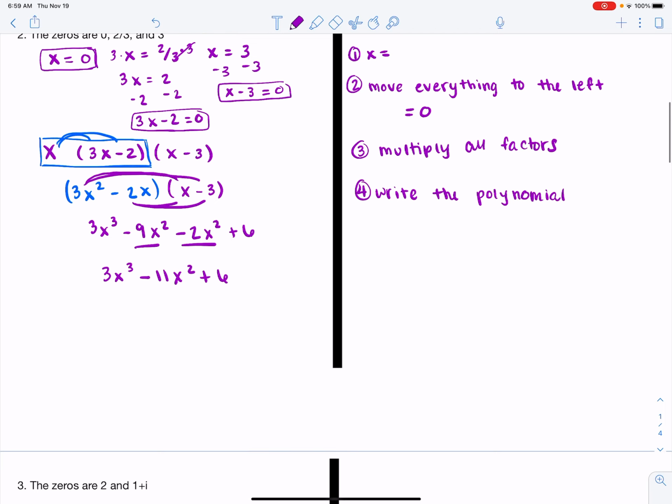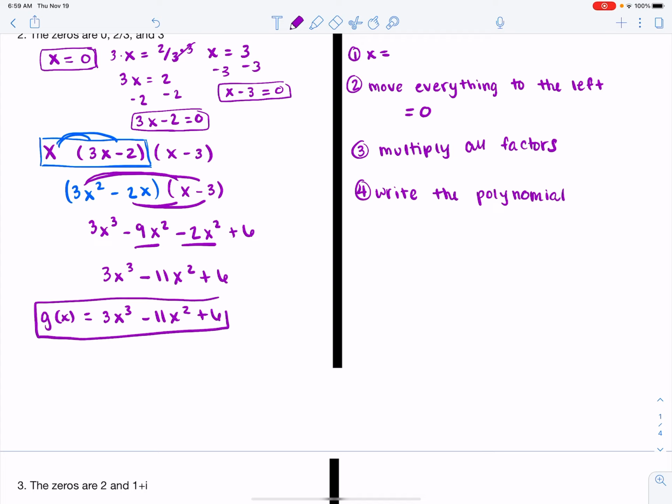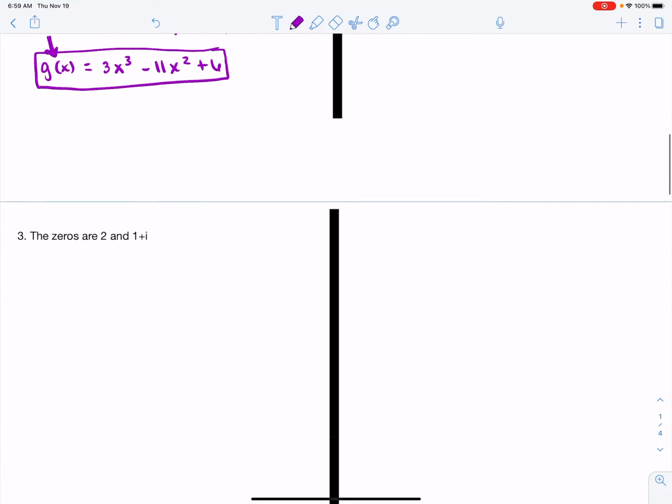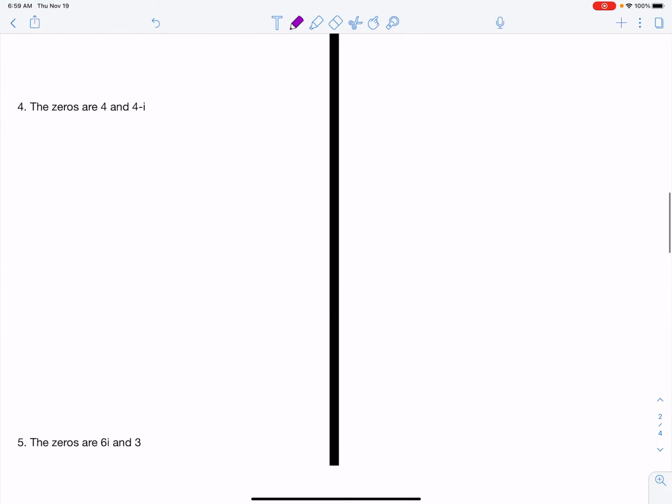So I'm going to give it a name because it's a polynomial function. So I'm going to say g of x equals 3x cubed minus 11x squared plus 6. You could give it a name. You could not give it a name. It doesn't really matter. Okay? All right. Next. The zeros are 2 and 1 plus i.